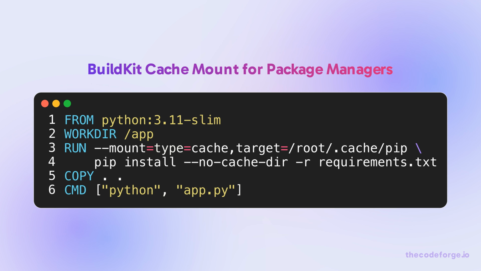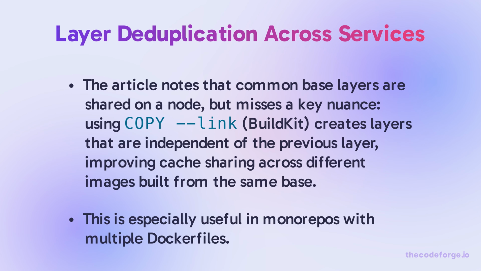The article mentions mount equals type equals cache, but doesn't show a concrete example for pip. Here's how to cache Python packages across builds without bloating the final image. The article notes that common base layers are shared on a node, but misses a key nuance. Using copy --link, BuildKit creates layers that are independent of the previous layer, improving cache sharing across different images built from the same base. This is especially useful in monorepos with multiple Dockerfiles.